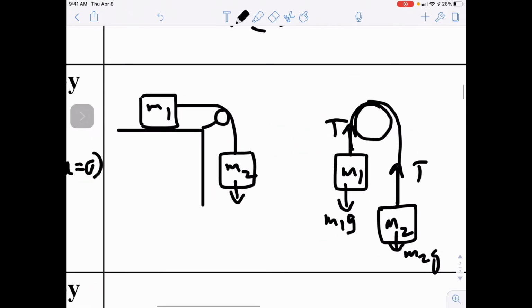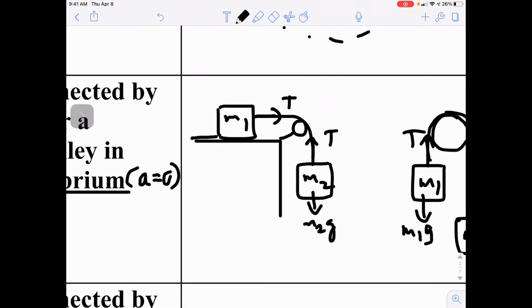Here we would have M2G, tension, that same tension, static friction. Static friction in the tabletop preventing the block 1 from moving the system. The weight, right, and the normal force.